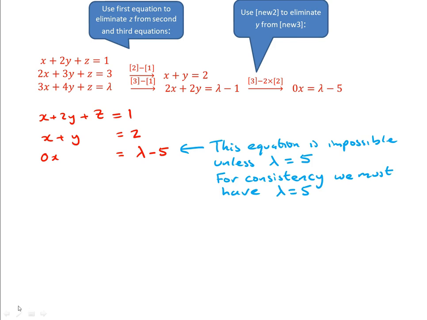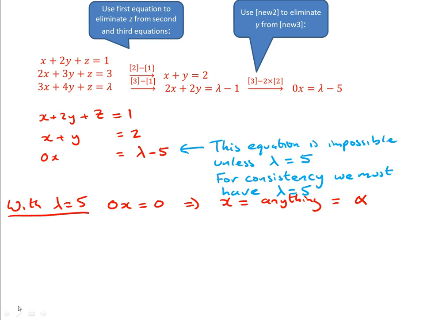If the equation 0x equals lambda minus 5 is impossible, then the equations are inconsistent. So for the equations to be consistent, we must have lambda equals 5. If we've got lambda equals 5, then the equation 0x equals 0 means that x can be absolutely any number that we like. So let's suppose that x is equal to alpha.